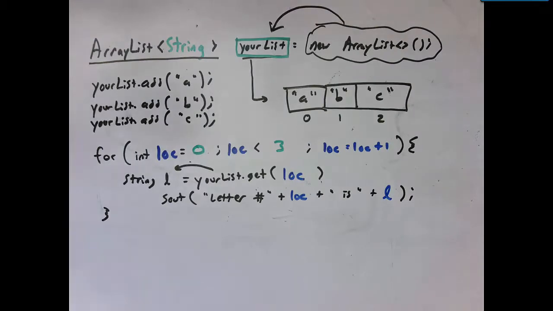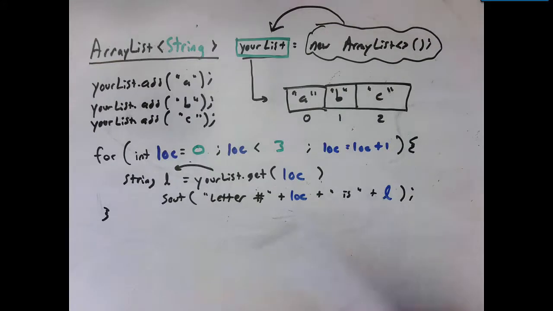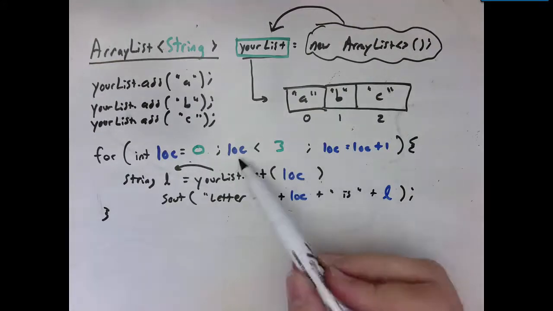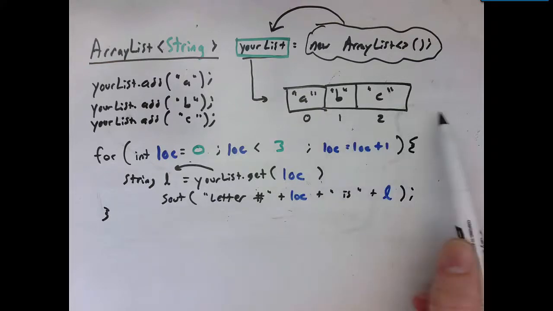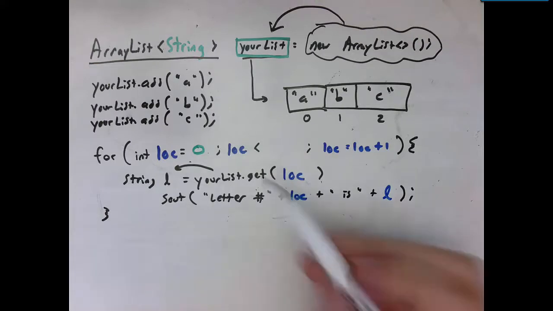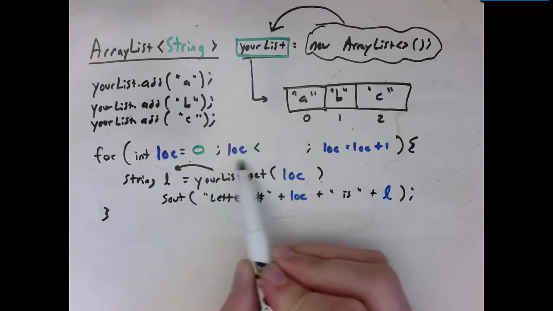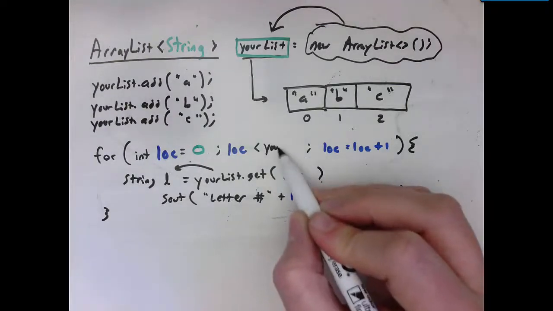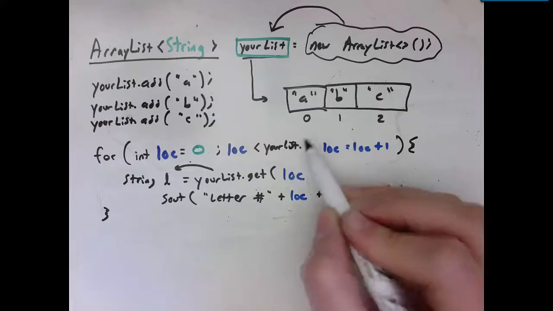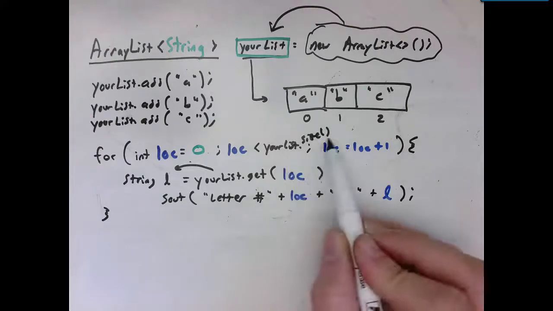The last thing to know is usually you don't know how long your lists are, like I was saying last time. So instead of saying lock is less than 3, you might notice that 3 is the same as the size of the list. So the more usual thing to say, instead of start at location 0 and keep going as long as location is smaller than 3, is keep going as long as location is smaller than your list.size. So that's what you usually put in that location.